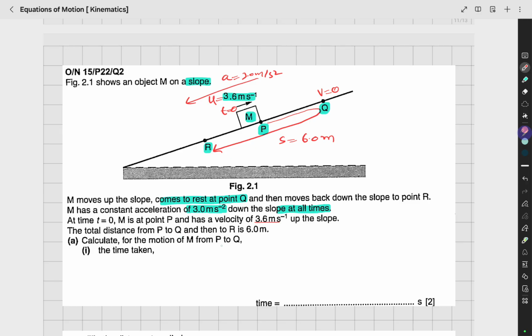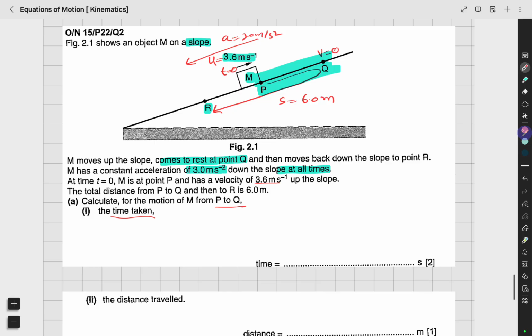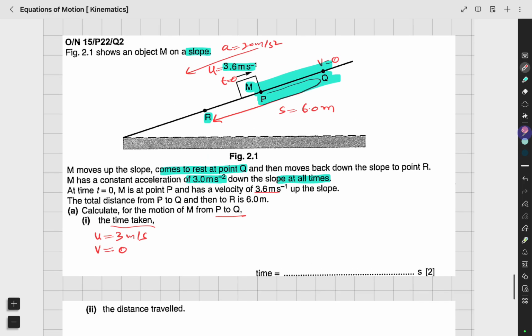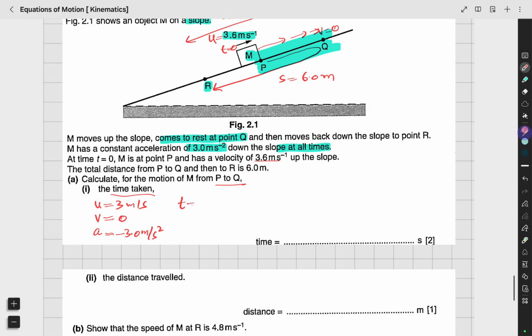Calculate for the motion of m from P to Q, only from P to Q, the time taken, how much time it takes. At P the speed is 3.6 meters per second, and the final speed at Q is 0, and its acceleration all the time is 3 meters per second squared downwards. As it is moving upwards, the acceleration is negative, because it is slowing down. So you have three things and you have to find time.